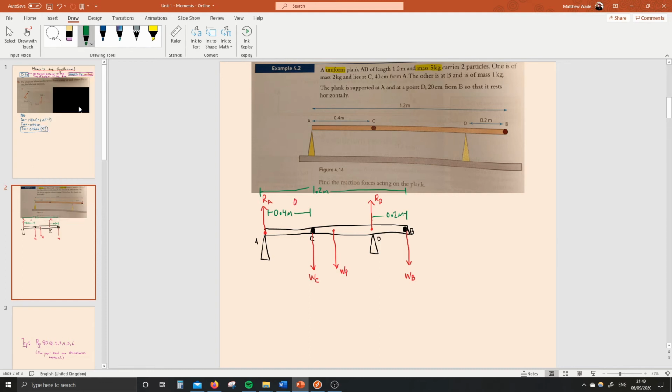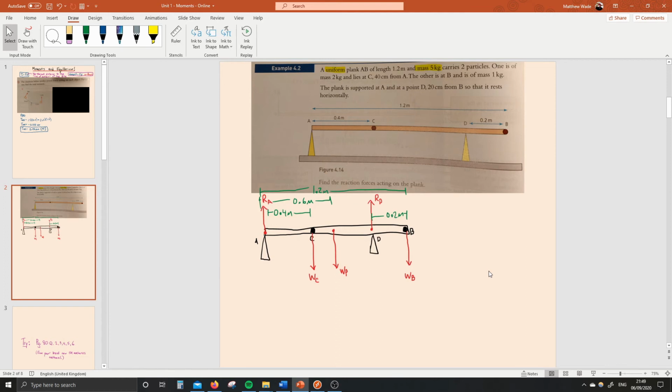Because, oops, that was red for some reason. It acts at a distance of 0.6 meters. Bish, bash, bosh. So there you go, guys. Absolutely beast mode. That is a free body diagram, and it's beautiful.